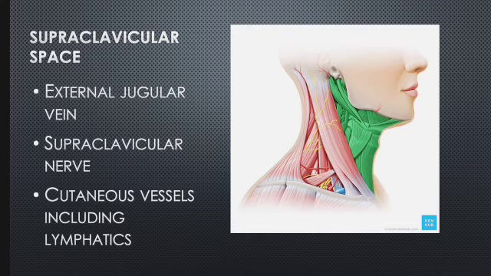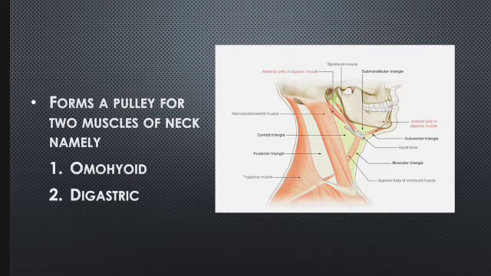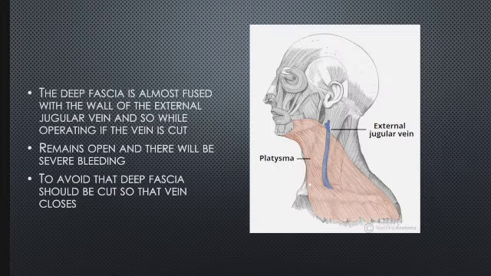The supraclavicular space is above the clavicle. It contains the external jugular vein, supraclavicular nerves and the cutaneous vessels including lymphatics. This investing layer forms a pulley for two different muscles: the omohyoid muscle and the digastric muscle, and it forms the pulley to hold these muscles.